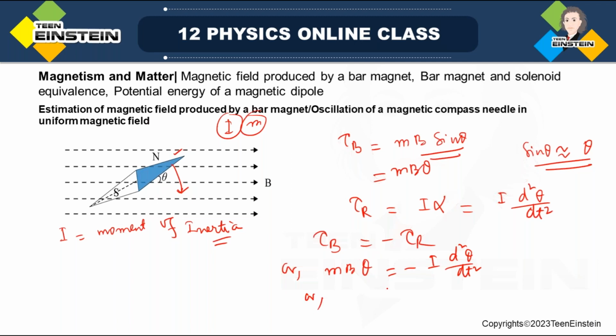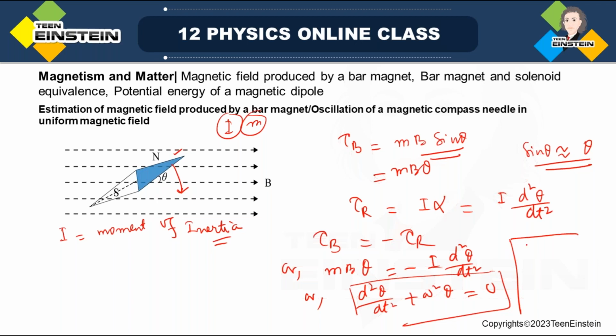So now I can do one thing. I can make this equation like a simple SHM. So how do we do that? d2 theta by dt square plus omega square into theta is equal to 0. I have just written the equation itself. Now let us see what omega is. See here, omega is the square root of MB by I. That is omega. Okay, omega is the angular frequency of oscillation.